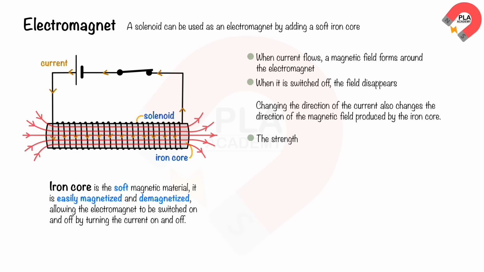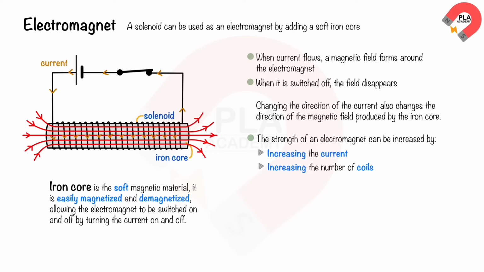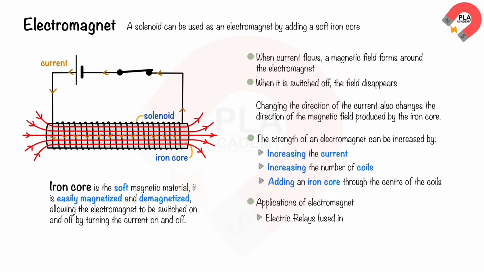The strength of an electromagnet can be increased by increasing the size of the current flowing through the wire, increasing the number of coils, and adding an iron core through the center of the coils. Electromagnets are used in a wide variety of applications, including electric relays, electric bells, electronic locks and others. Loudspeakers and headphones will be explained in the next section.